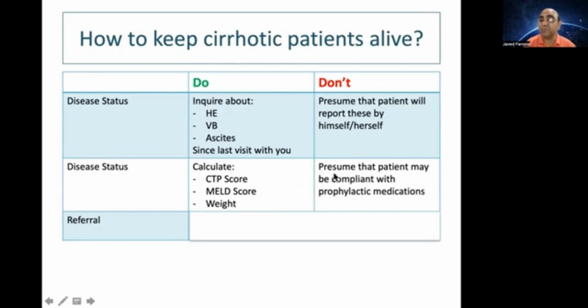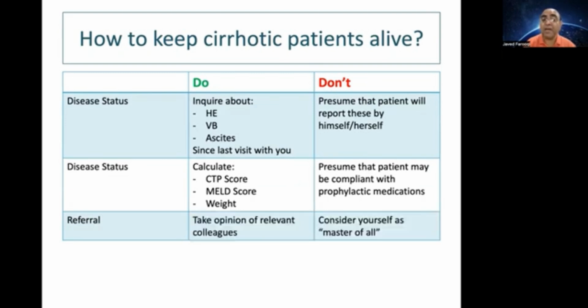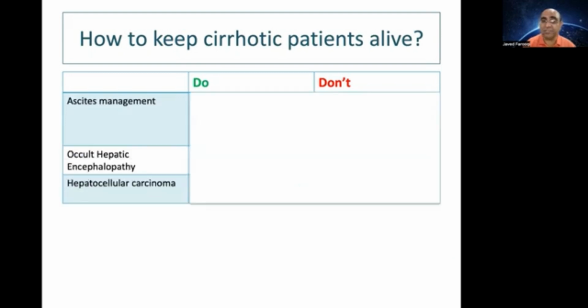You have to ask. Then for disease status, calculate the CTP score and MELD score, and do weigh the body weight. And do not presume that patients are compliant with prophylactic medications. You may have given the patient prophylactic measures, drugs, but the patient may not be using them. So please, this is very, very important. And take opinion of relevant colleagues. Please do not consider yourself master of all. The best care of a cirrhotic patient is multidisciplinary team care, not only for the HCC, rather for the whole cirrhosis as a disease.